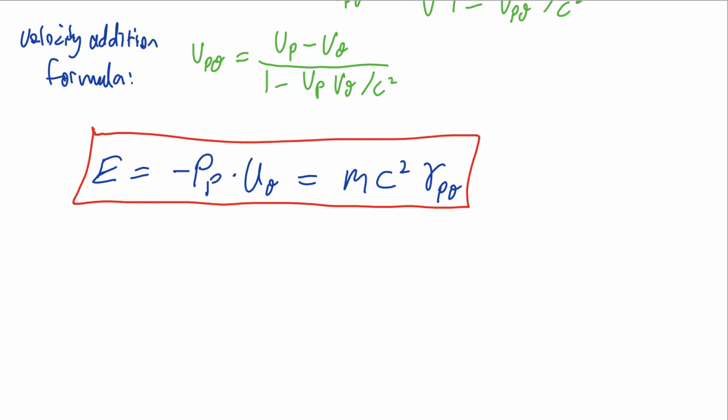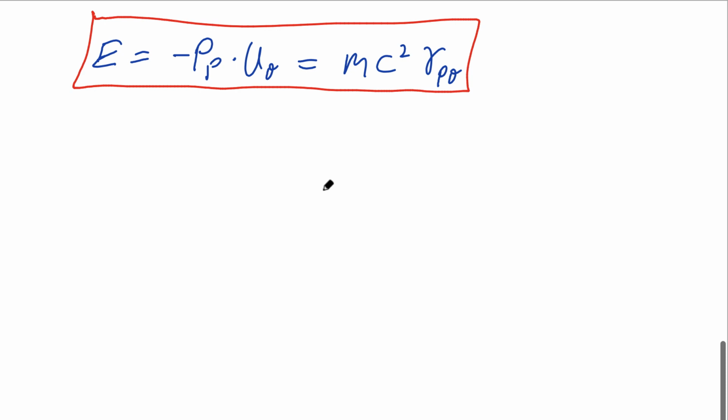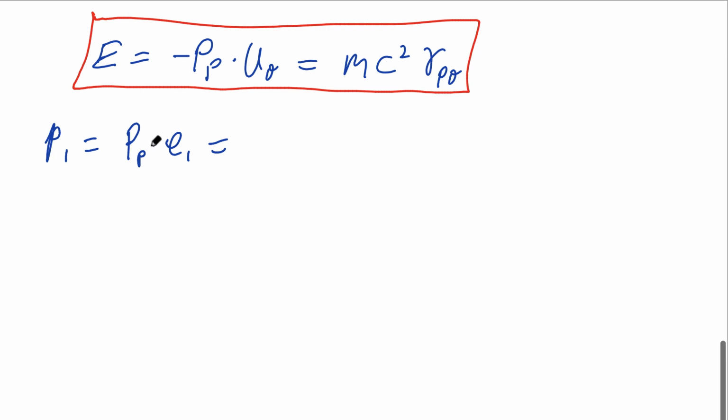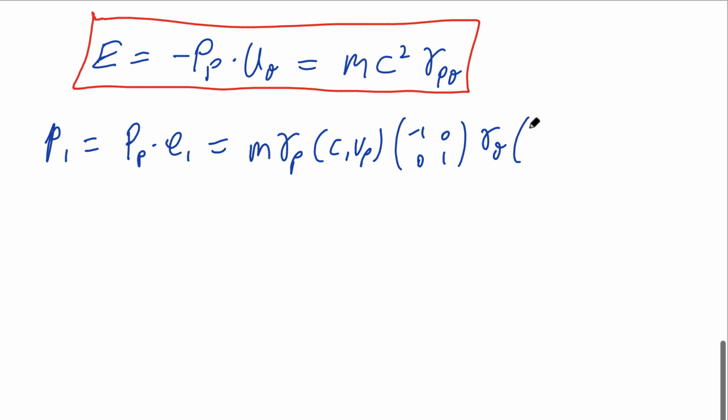We can carry out a similar calculation to obtain the 3 momentum as seen by the observer O. So the 3 momentum, call that P1, is equal to the inner product between the particle momentum and the basis vector E1 carried by the observer. So remember, the 4 momentum of the particle is m gamma p times c comma vp. The Minkowski metric is minus 1001, and the basis vector E1 is gamma, that's gamma of the observer, times v of the observer over c comma 1.